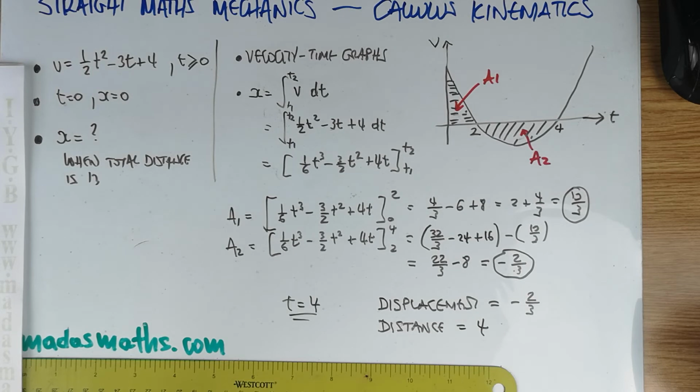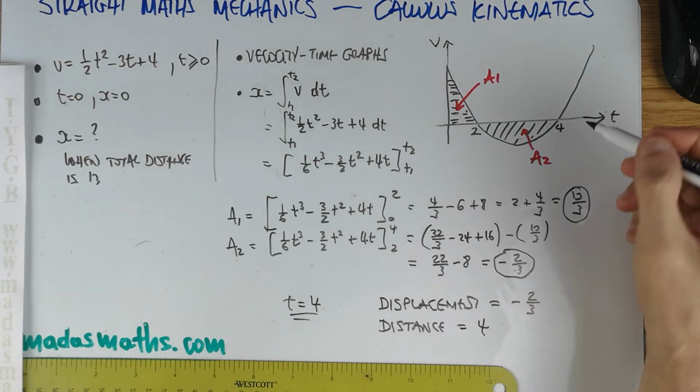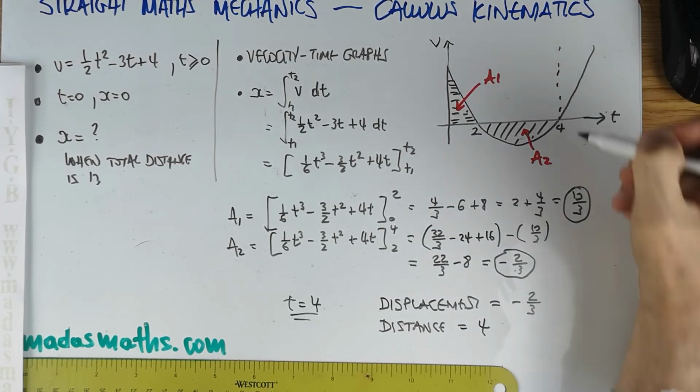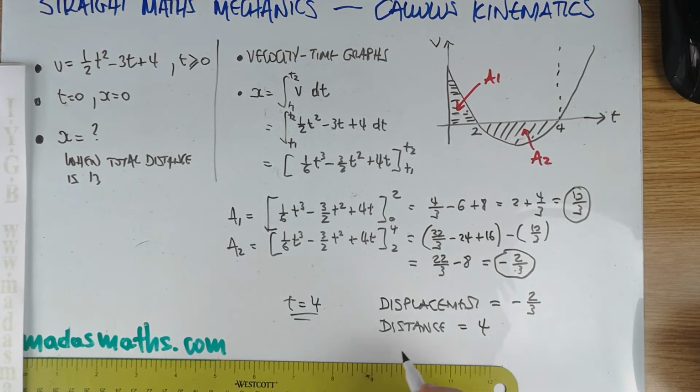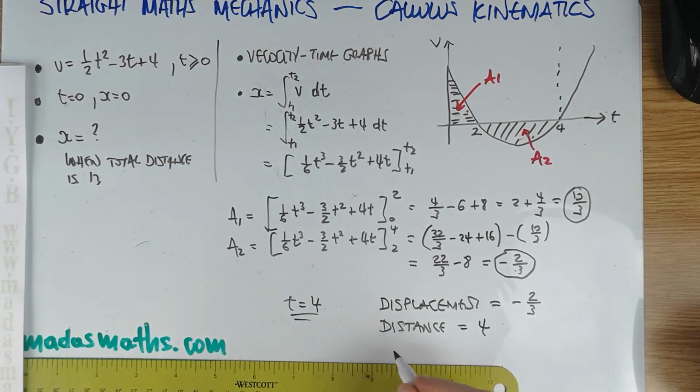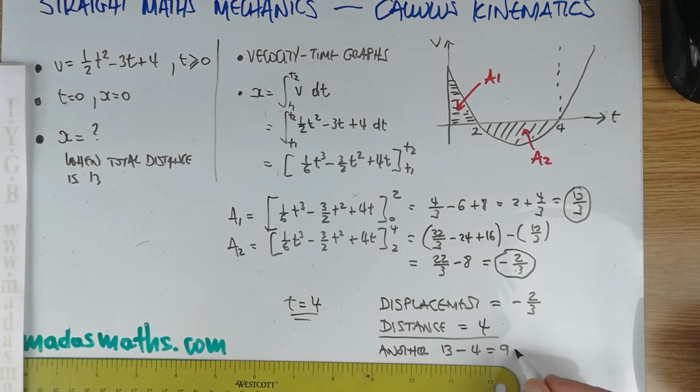So in fact, what do we need to know? The particle at t equals 4. We can actually write the answer now, essentially. The particle has reached this stage here, and it has covered a distance of 4. We want to know the displacement of the particle when the total distance is 13. So it needs to cover another 13 take away 4, 9 meters.